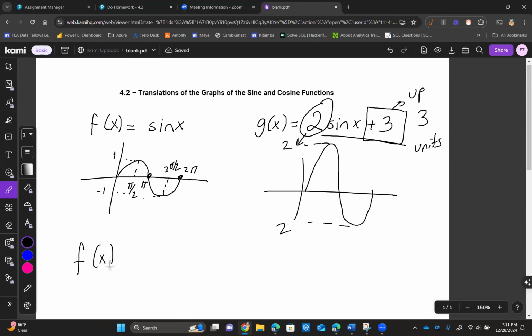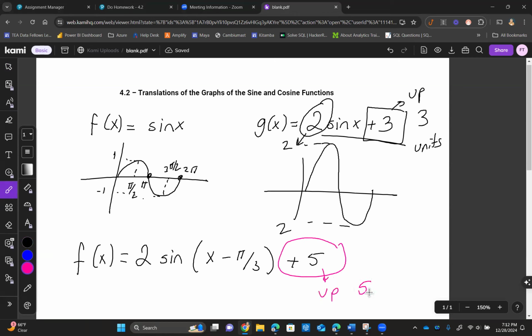And then, if I have a question like 2 sine of parentheses x minus pi over 3, plus 5, the plus 5 at the end is going to move the graph 5 units up. The pi over 3 inside is called phase shift. If it is minus, it will be to the right. So the phase shift is pi over 3 units to the right. But if it was plus pi over 3, the phase shift would still be pi over 3, but it would be towards the left.